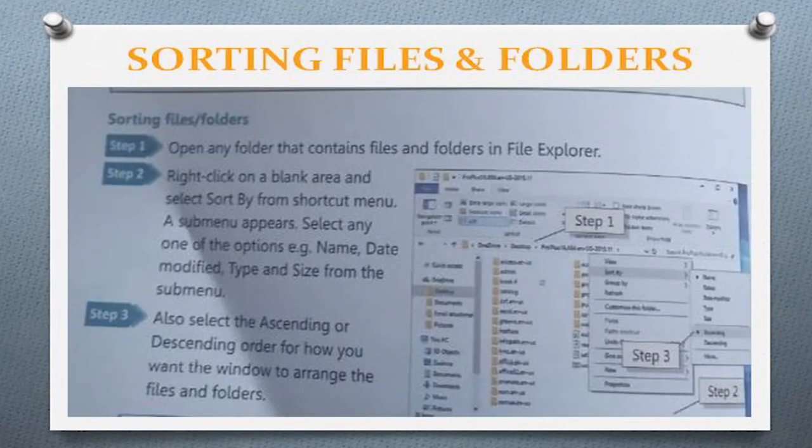Next one is sorting files and folders. Open any folder that contains files and folders in File Explorer. Right click the blank area and select sort by from the shortcut menu. A submenu appears. Select any one of the options like name, date modified, type and size from the submenu. Also select ascending or descending order, depending on how you want the window to arrange the files and folders.